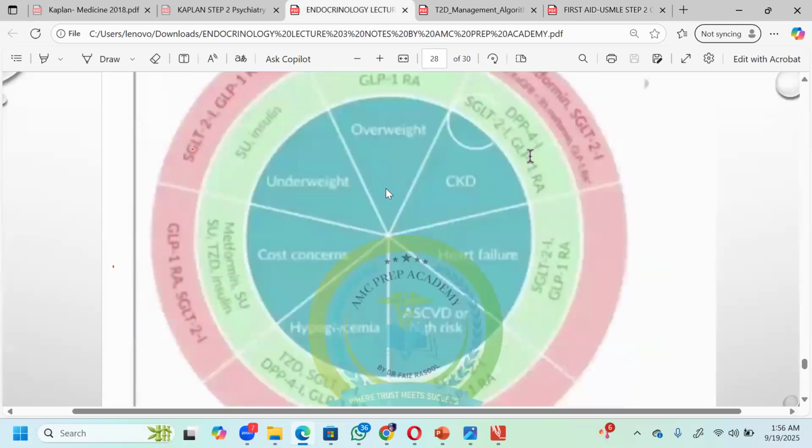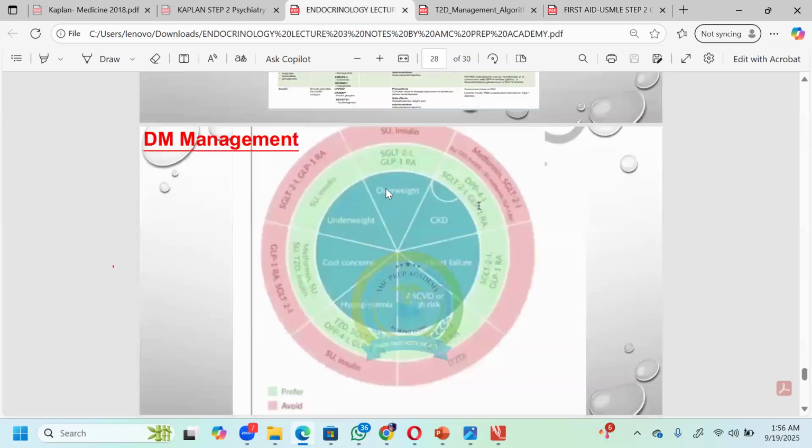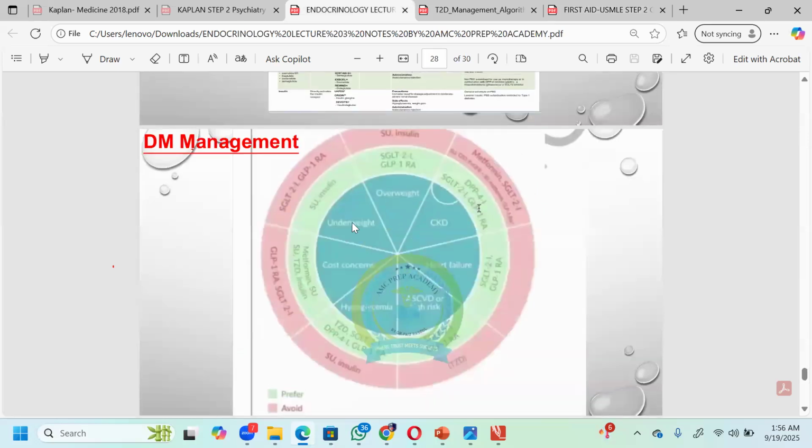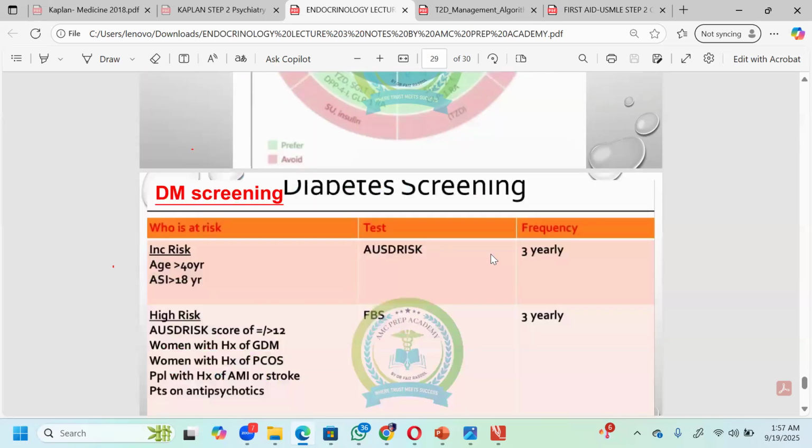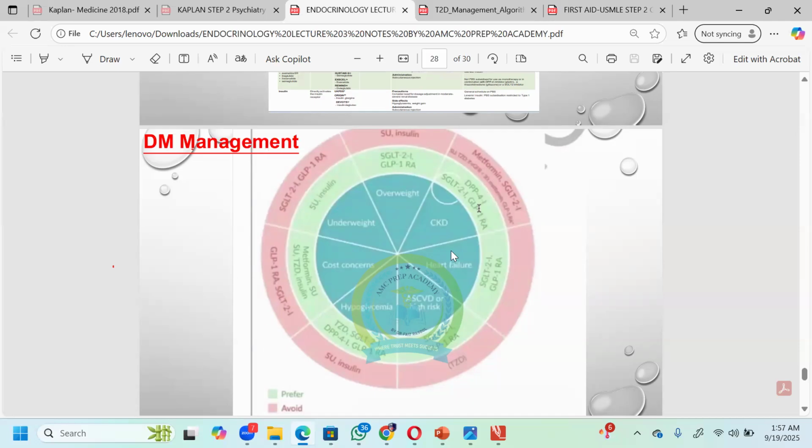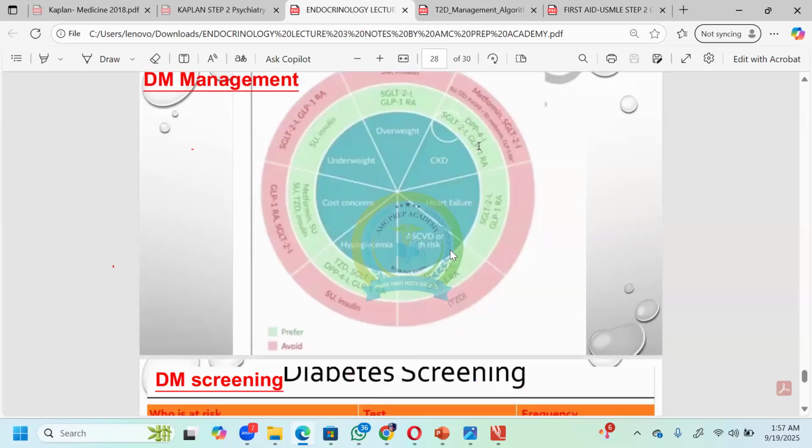And doctors, these are the things I already delivered. According to this, the green one is preferred and the red one is avoided. So according to patient concern, underweight, you will go for this medication. Overweight, you will go for this. CKD patient, you will go for these medications. So this is in circular form. You can memorize it even in circular form, just to memorize.